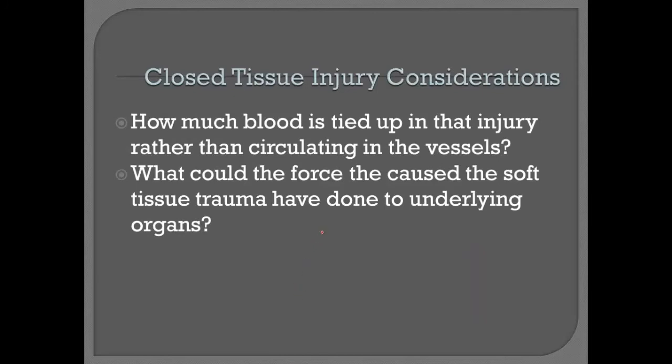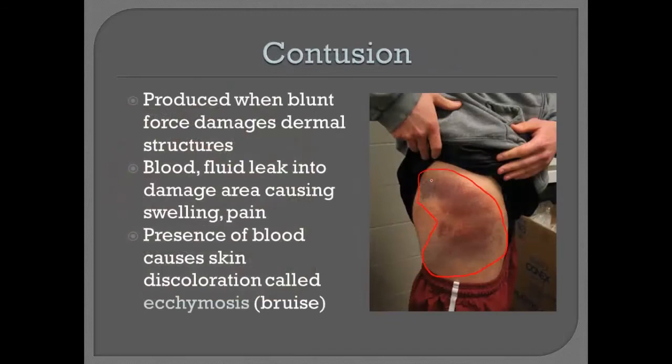So when you're faced with a closed tissue injury, what you really need to think about is how much blood is tied up in that injury rather than circulating in the vessels. You still have bleeding, it's just the skin hasn't broken, so it's not coming out anywhere. What could the force that caused the soft tissue trauma have done to the underlying organs? So if we go back to, where's our guy? If we go back to this, what happened? This is his rib cage here, right? He's got ribs. That's his right side. So he's got a liver here. There's his liver. He's got some intestines up under here as well, and a kidney back here. So what happened to those organs? Are they damaged?